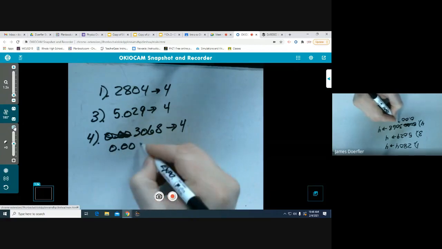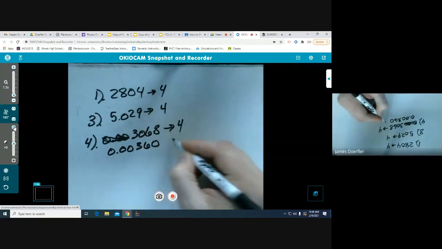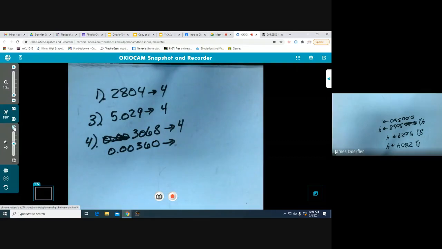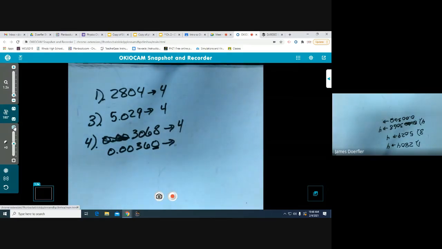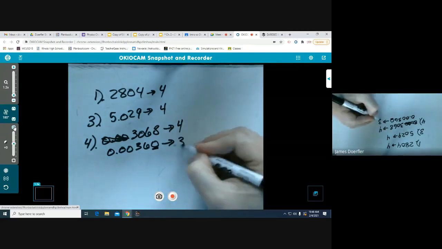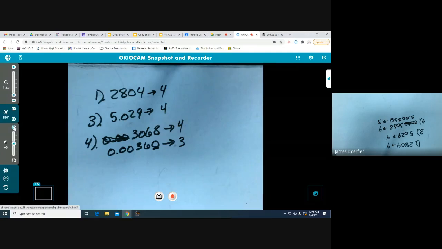Now I'm going to throw another one out there. It's not on the sheet. 0.003603, final 0 to the right of the decimal. Again, that's not on your sheet. I just wanted to add it.